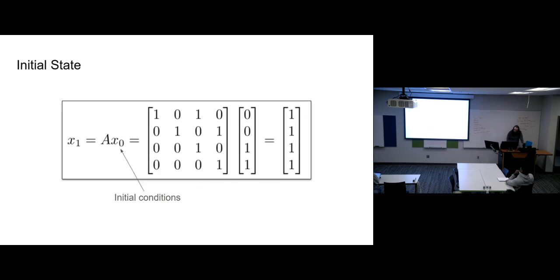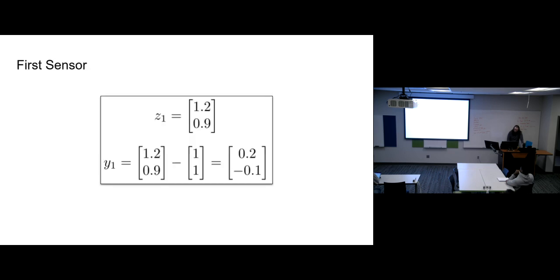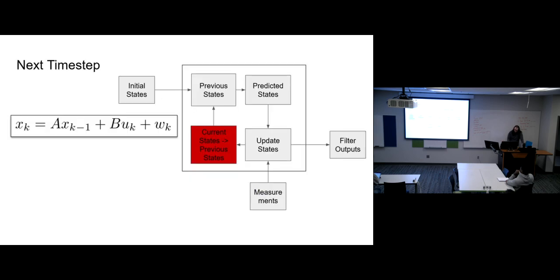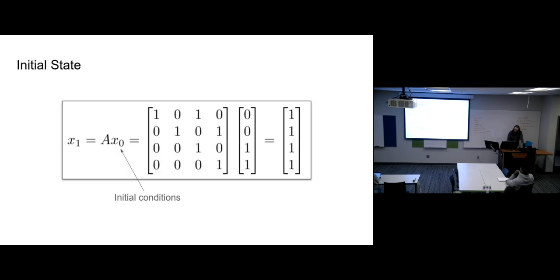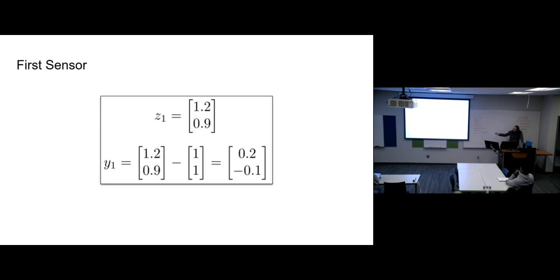So you have an initial state. We're going to assume the initial state is basically just zeros and ones. Take it easy. For the first sensor, we roll through all those equations we were showing up here, the prediction and the update set. That gives us the first state predicted by the filter for the first sensor. This Y here is kind of the output of that. That might make a little more sense in a second.